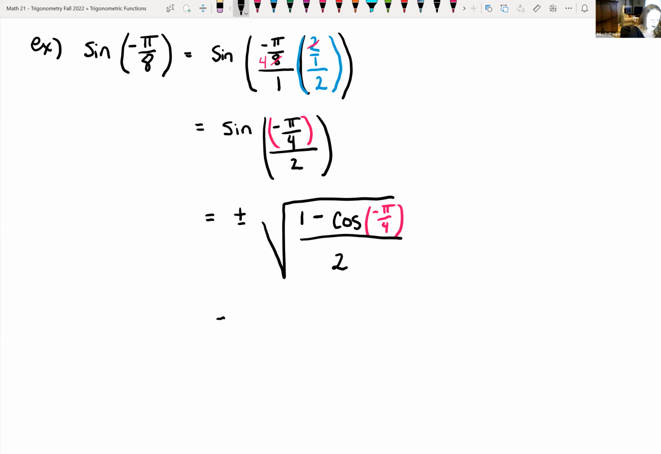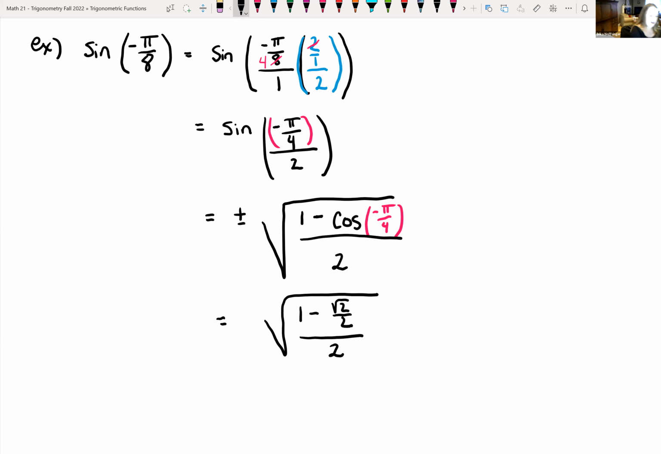So evaluating cosine of negative pi over 4. We have 1 minus, well, negative pi over 4 is getting me into the fourth quadrant. The reference angle is pi over 4. I know cosine of pi over 4 is root 2 over 2, and cosine again is positive in the fourth quadrant. This is all over 2 underneath that radical.